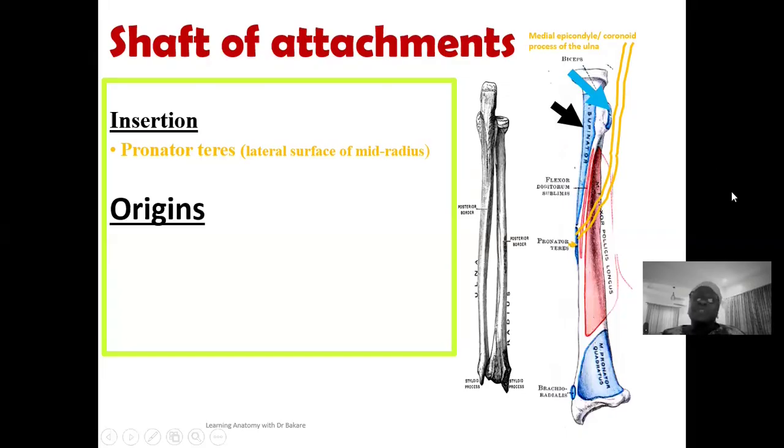So now let's go through the other muscles that, of course, take their points of origin from the shaft region. And the first muscle here is the flexor digitorum superficialis. The flexor digitorum superficialis is seen on the upper region of the anterior border of the radius. We already described in detail the different borders of the radius in our previous lecture on the radius.